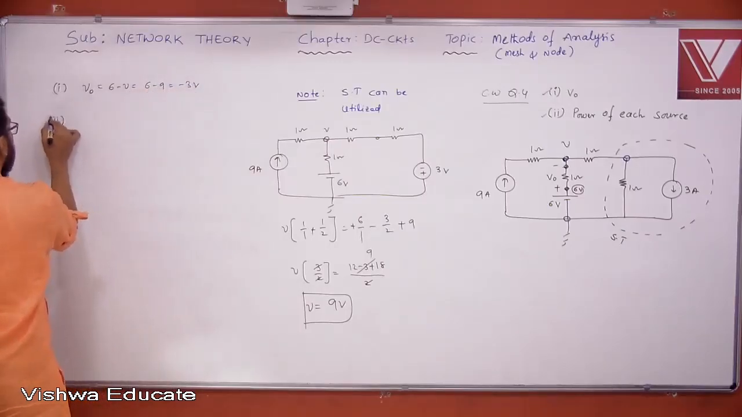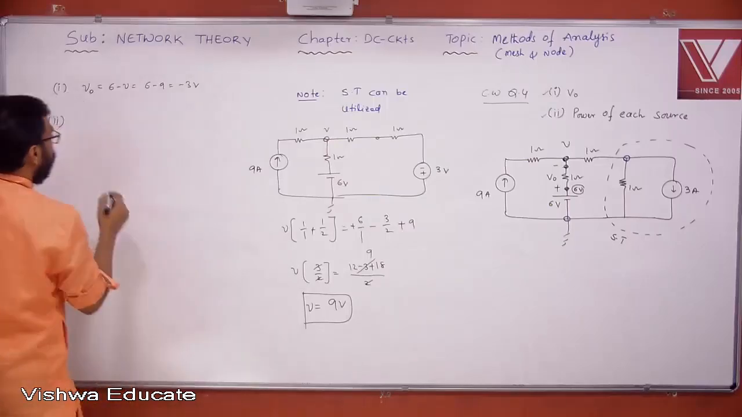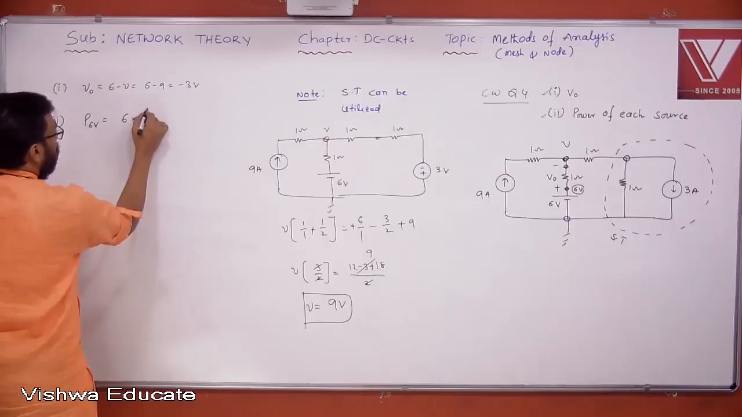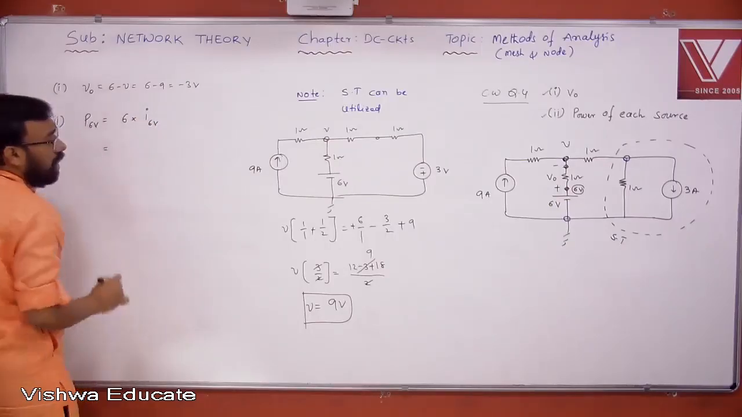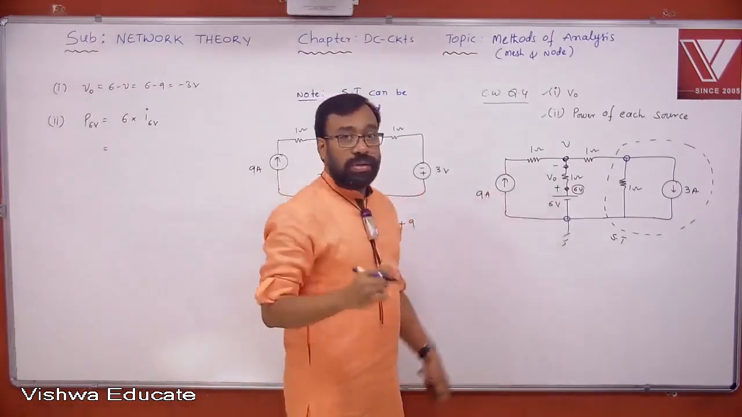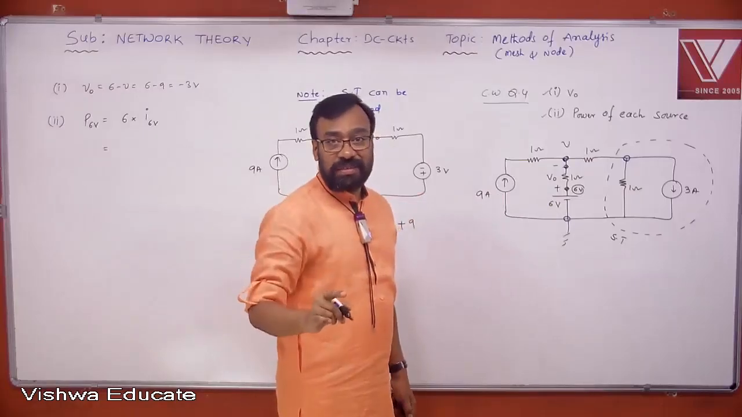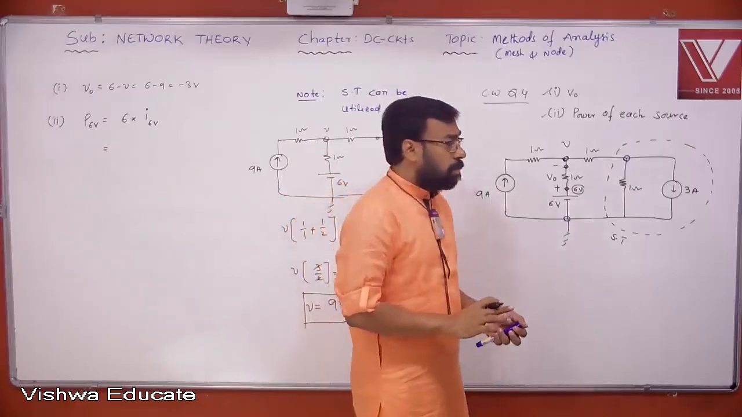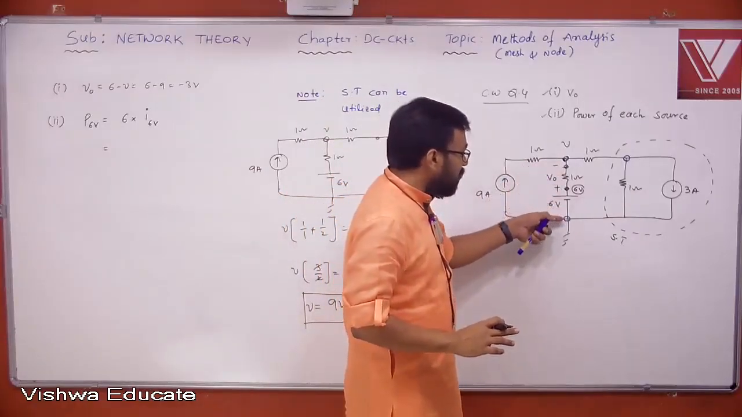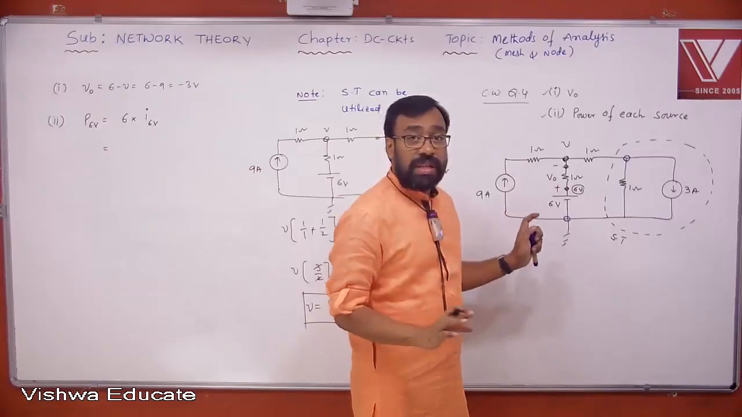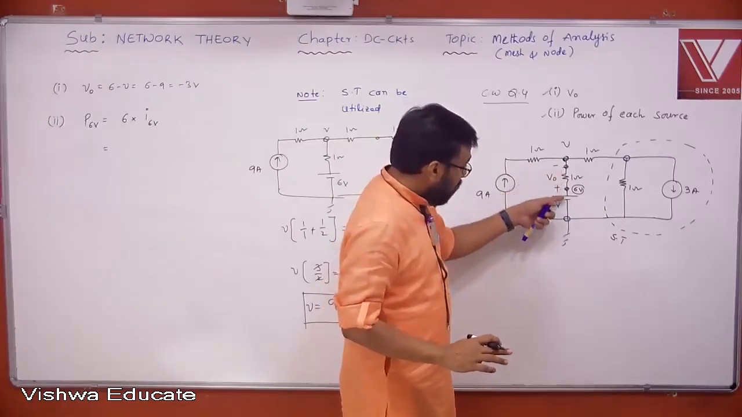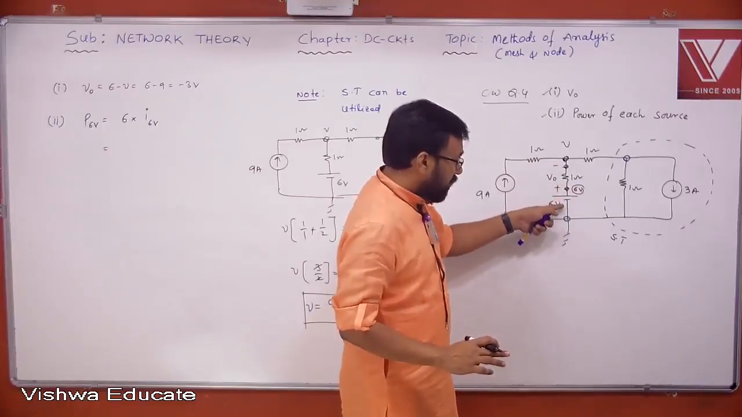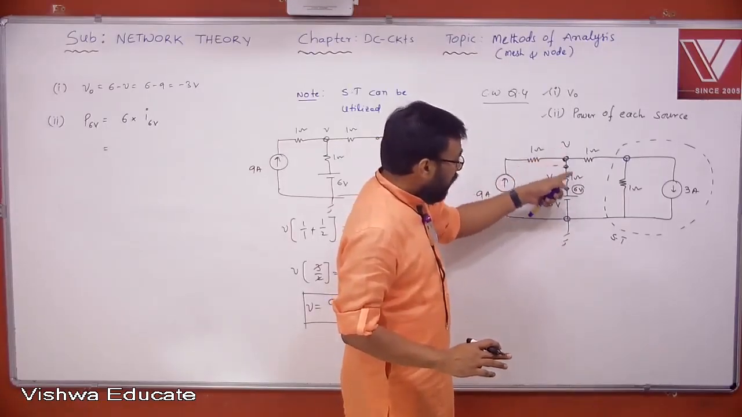Now the second question, power. Power of 6 volts first. Power of 6 volts is actually 6 volts into the current through the 6 volt source. Current through any path, what is the procedure? If that path has a resistor, apply Ohm's law. Otherwise, go for KCL. I think you have a resistor here. Apply Ohm's law. The current flowing through the resistor is nothing but the current through the voltage source. That is V minus 6 by 1.